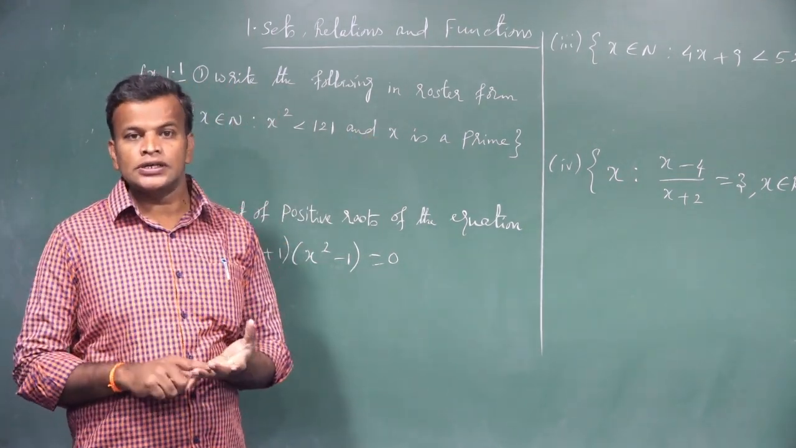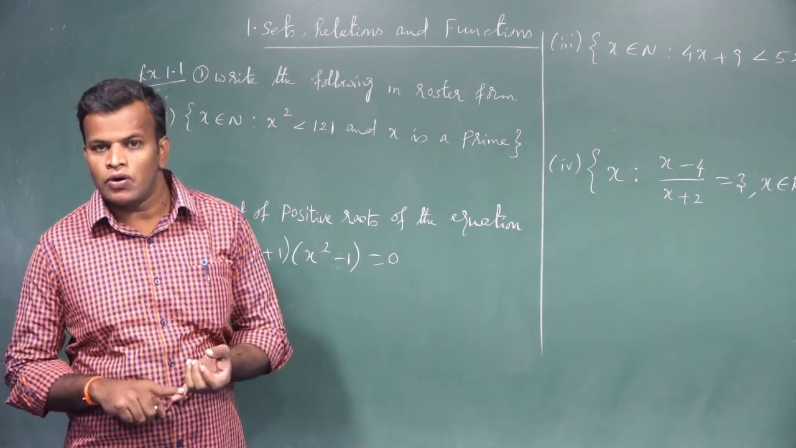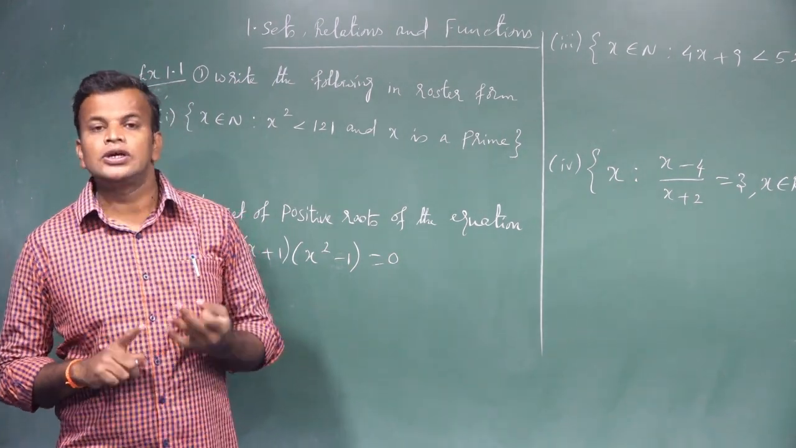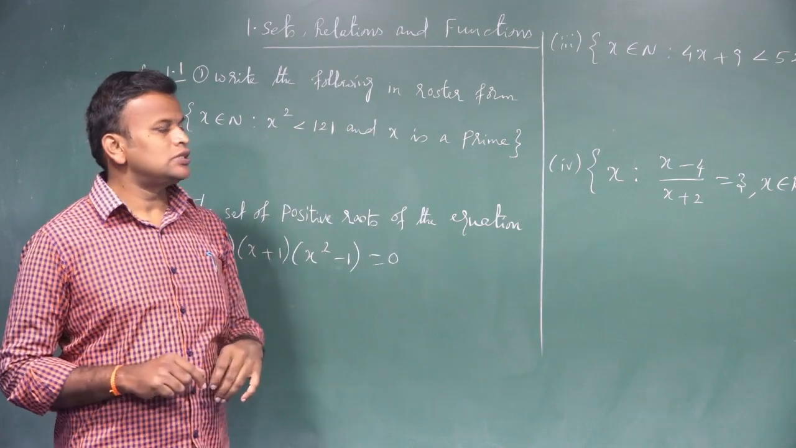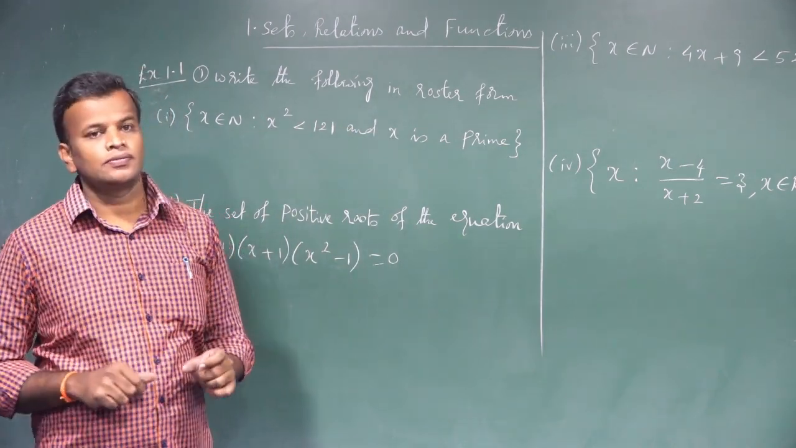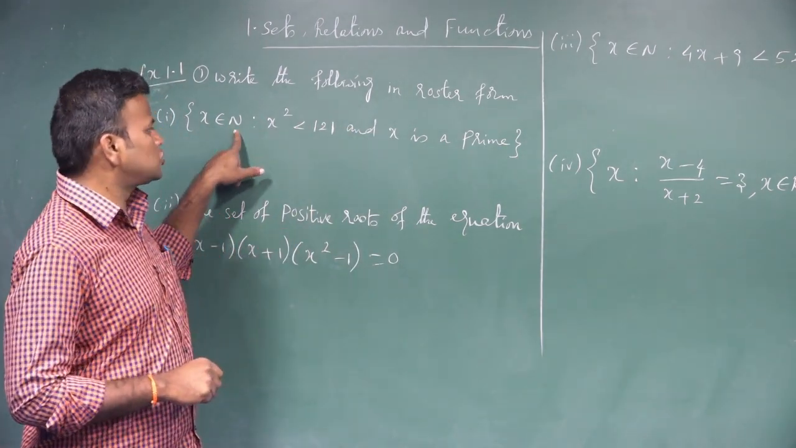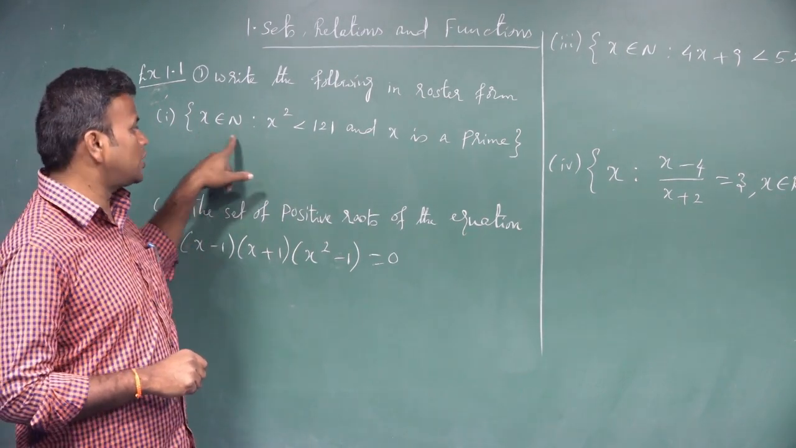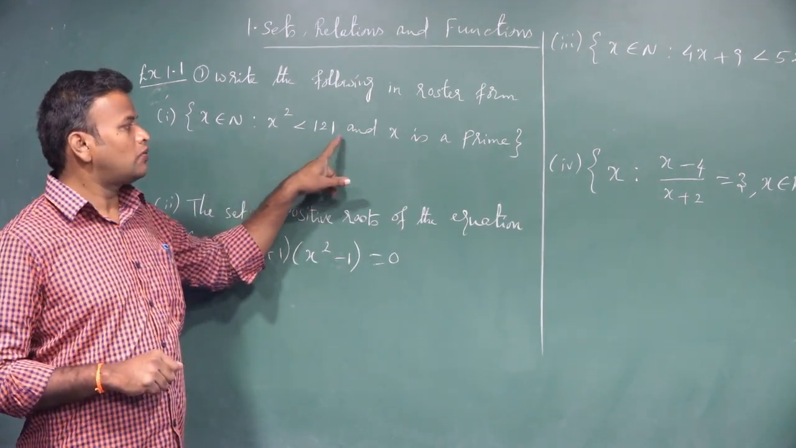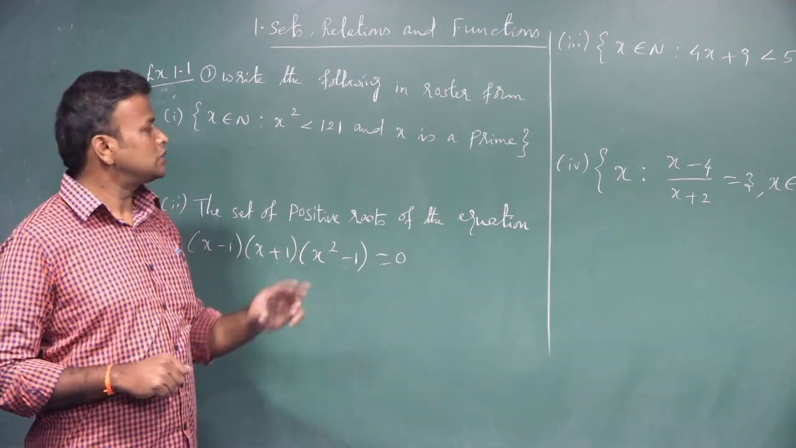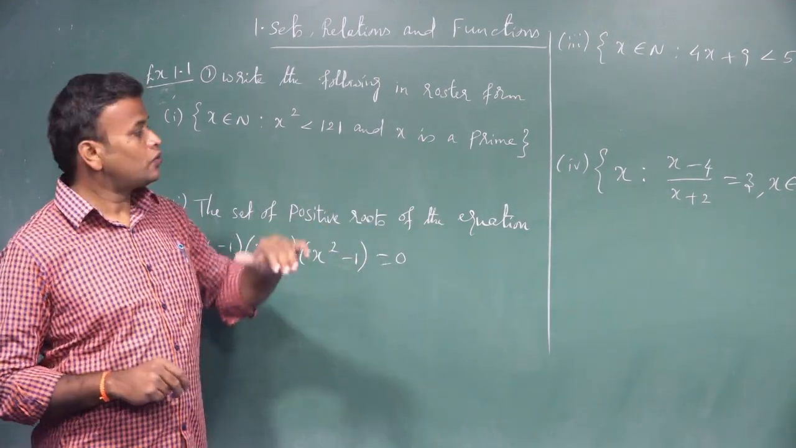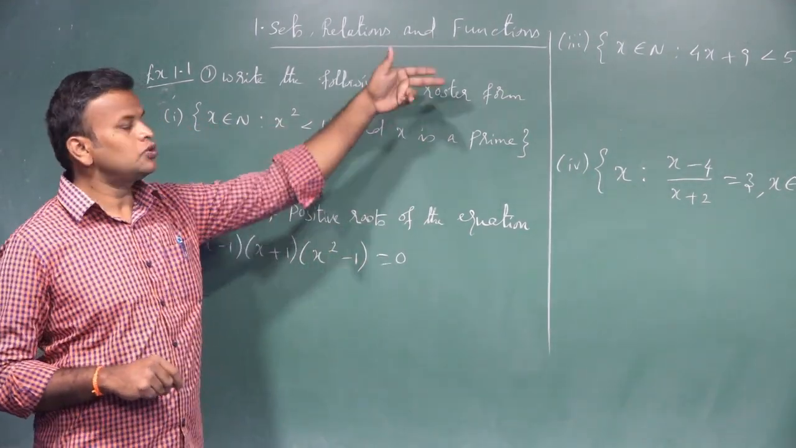You know very well a set can be written in descriptive form, roster form, or set builder form. A roster means we just write the elements of the set. The first question is: x belongs to N, x square is less than 121 and x is a prime number. So it is called the set builder form. Now to convert the set builder form into the roster form.